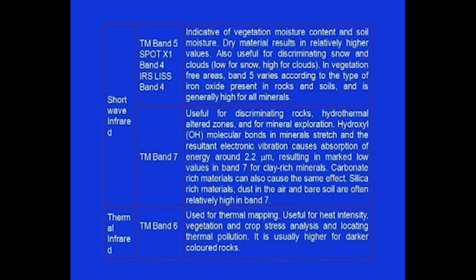Then we come to the next spectral zone, which is thermal infrared, and in this we have the TM band 6. Well, this can be used for thermal mapping. It can be useful for heat intensity, vegetation and crop stress analysis and locating thermal pollution. It is usually higher for colored rocks.